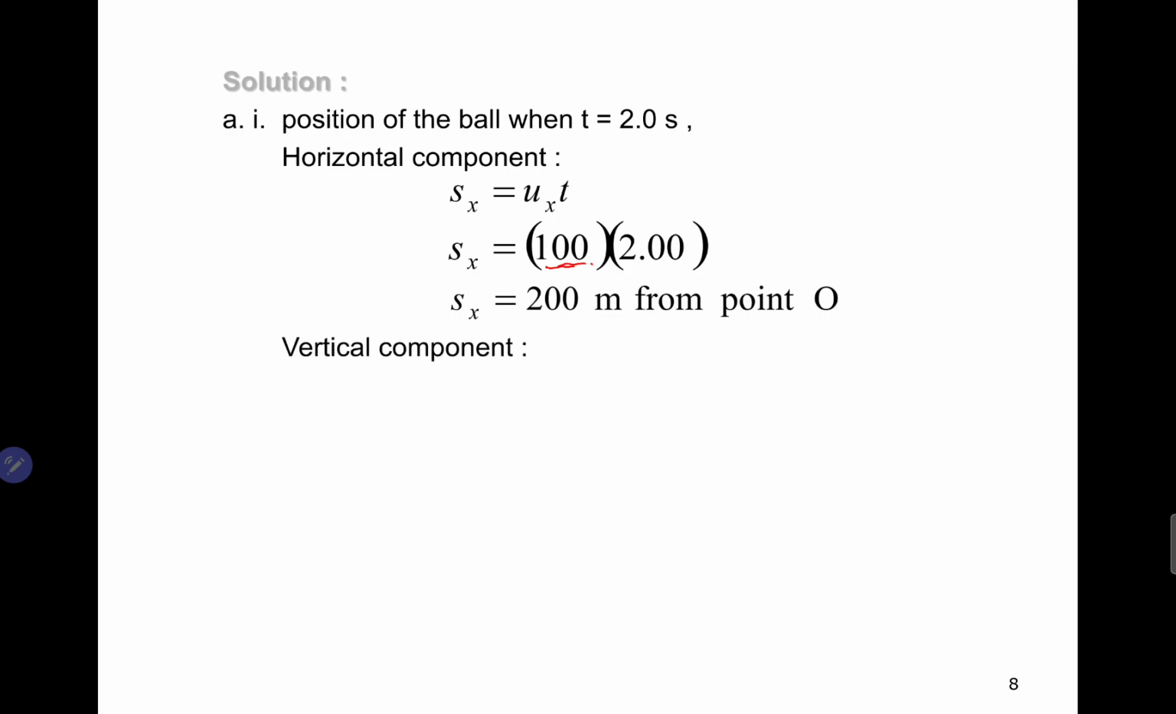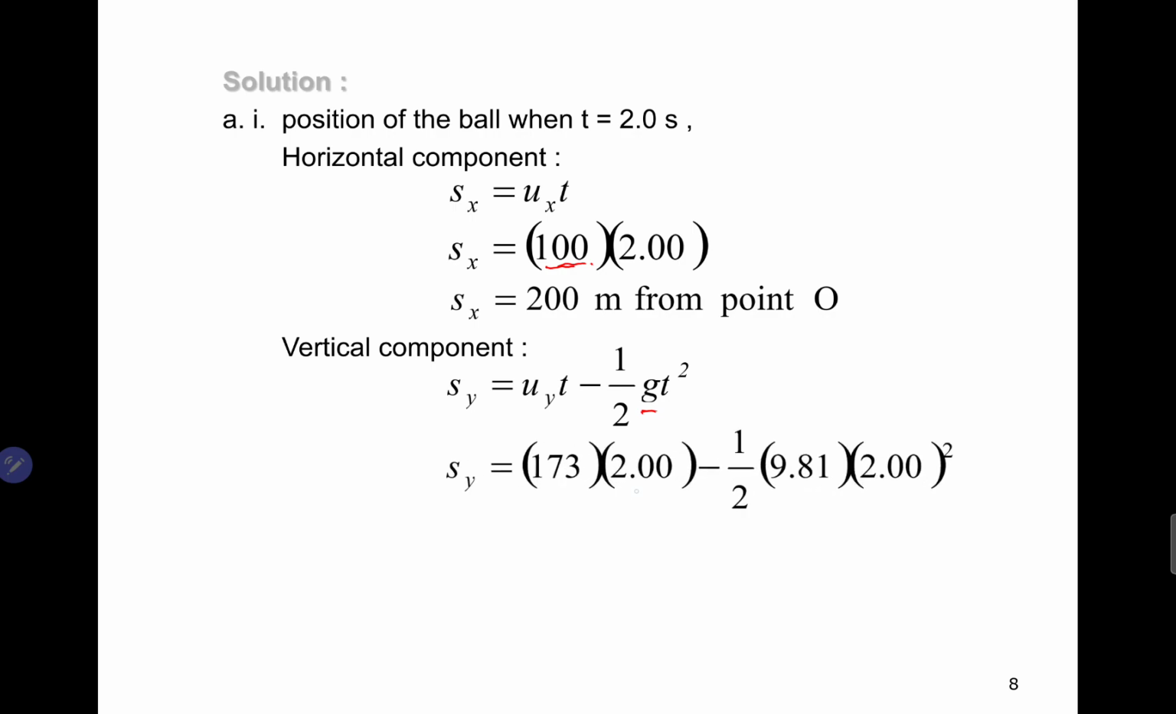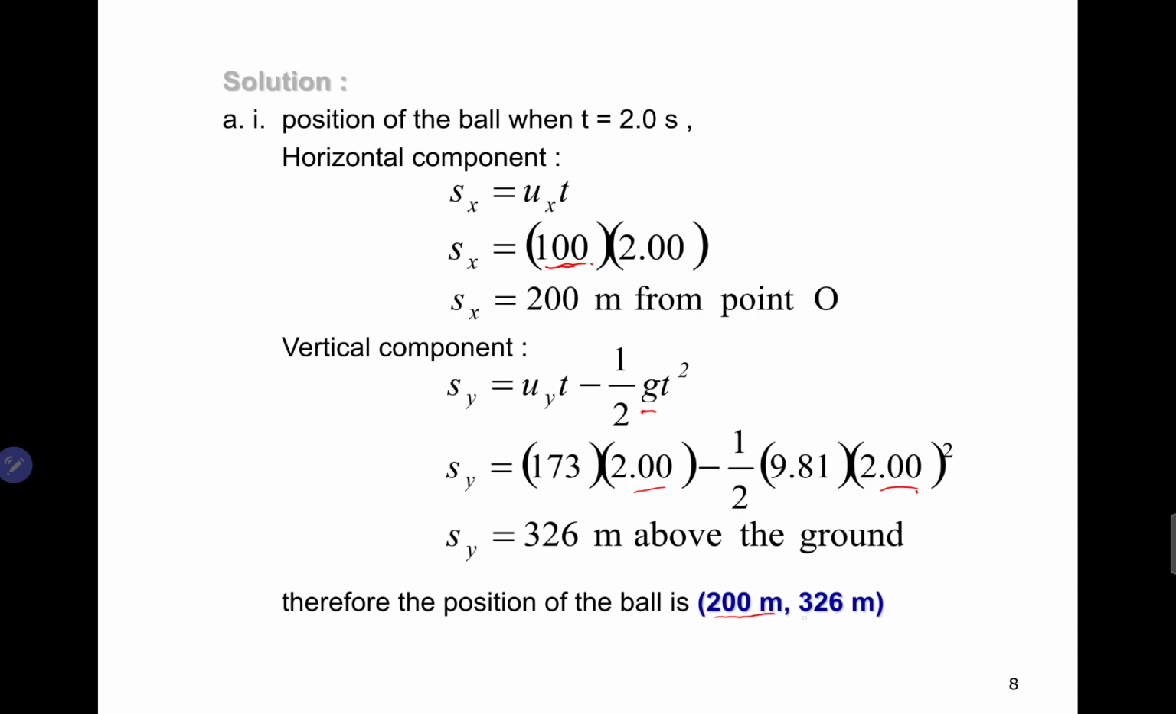Whereas the vertical component will be under the influence of gravity g. So we will use the equation sy equals uy t minus half g t squared. Replace in the value of t, which is 2 over here. You will end up with 326 meters above the ground. Therefore the position will be 200 and 326. This is displacement in x, displacement in y. We provide the position like a coordinate, x and y.